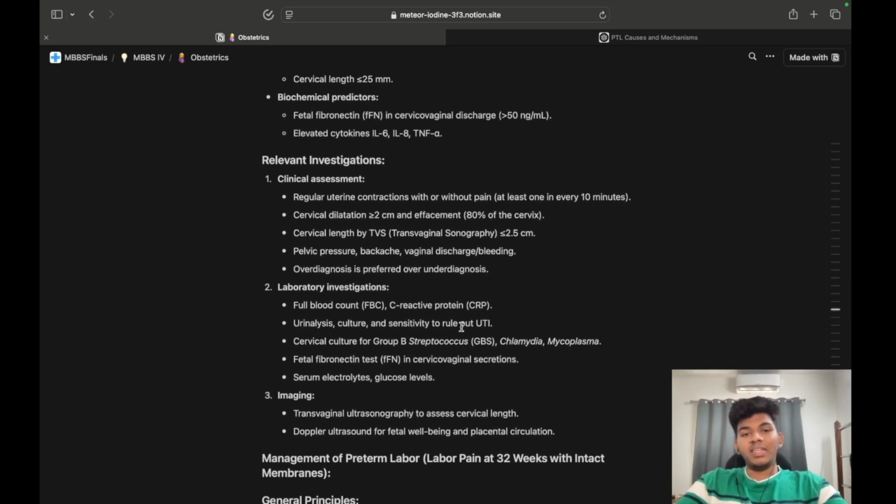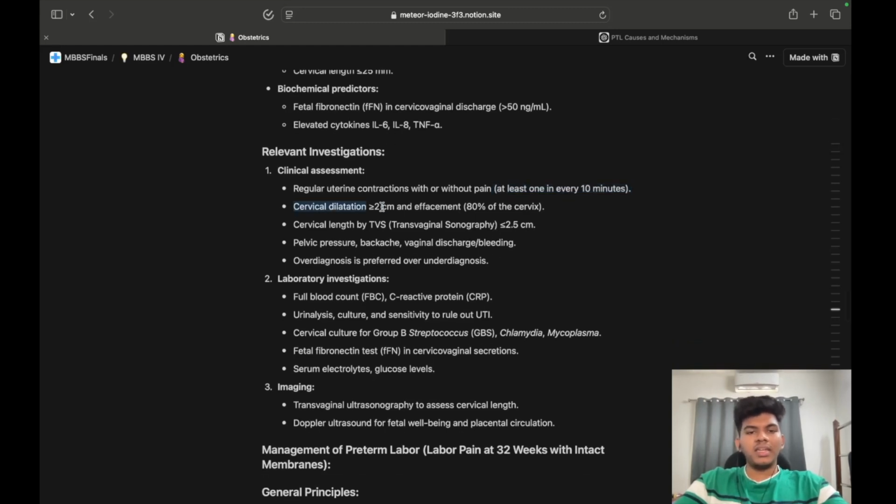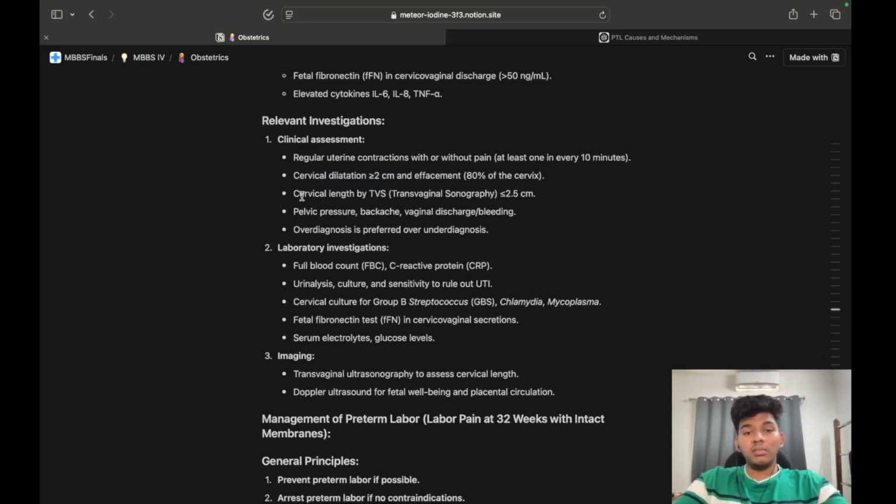Next, coming to relevant investigations: clinical assessment, laboratory investigations and imaging. So clinical assessment: regular uterine contractions with or without pain, at least one in every 10 minutes. Cervical dilatation greater than or equal to 2 centimeters and effacement of 80% of the cervix. So that is seen clinically, cervical dilatation and effacement. Cervical length by TVS less than or equal to 2.5 centimeters.